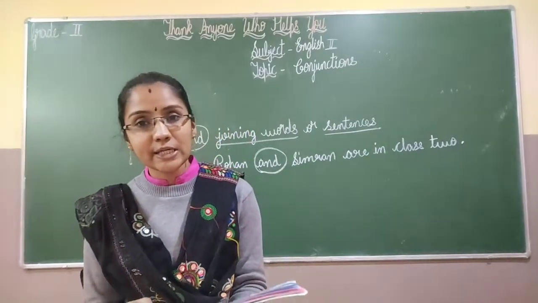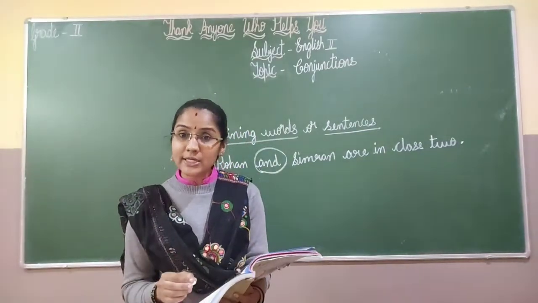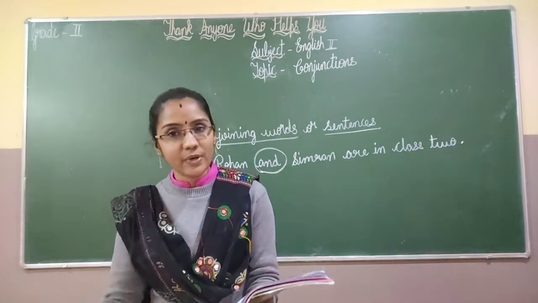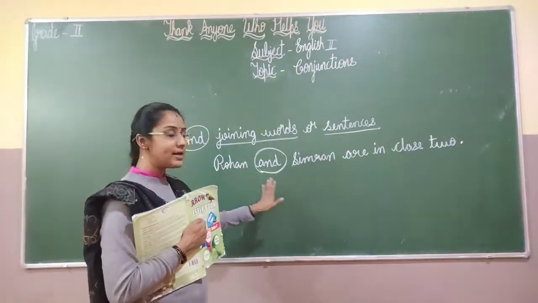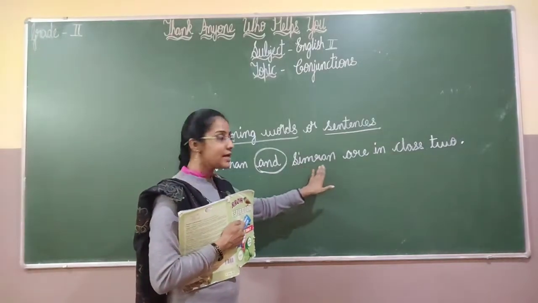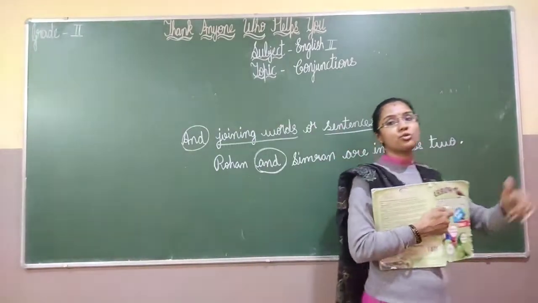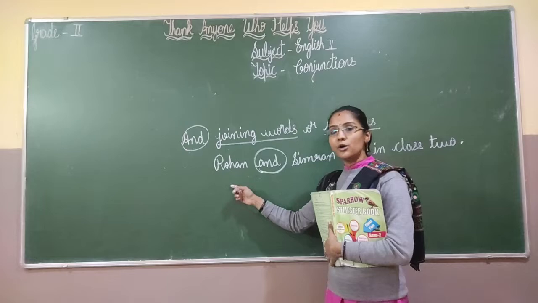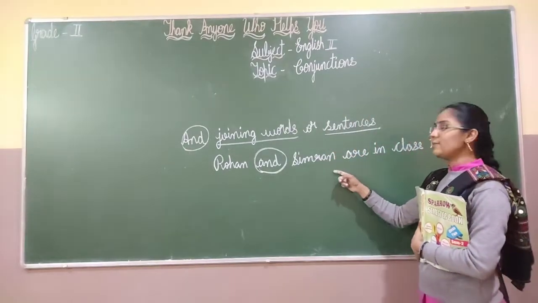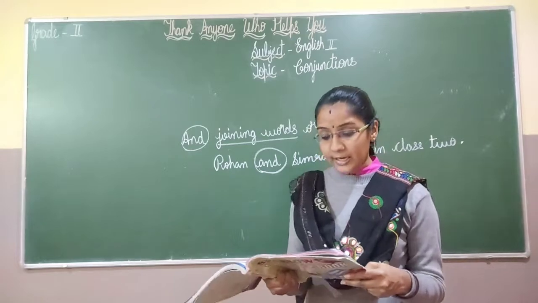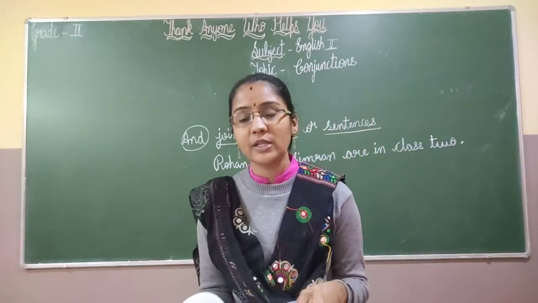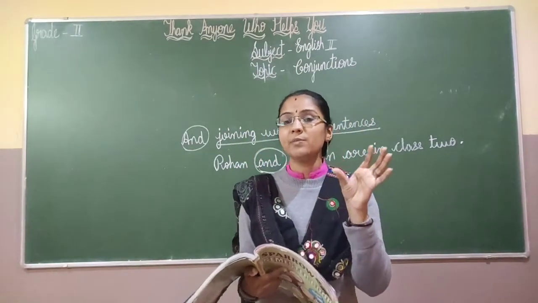You can see the difference between the first sentence and the second sentence. What does the first sentence say, children? Rohan is in class 2. Simran is in class 2. So how can we write this? Rohan and Simran are in class 2. Next, the other example you can use where the meaning is the same and it can be extended with the same meaning.